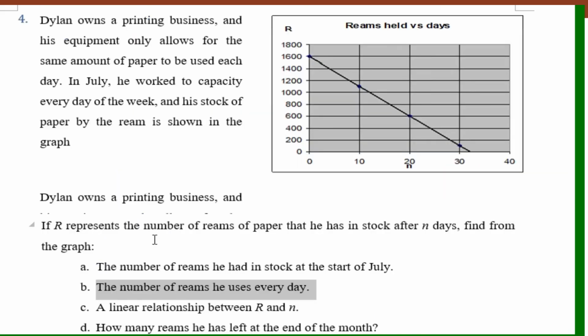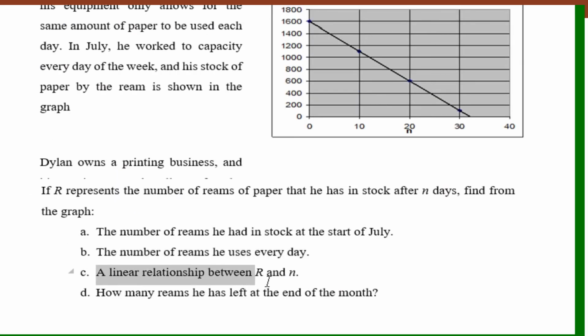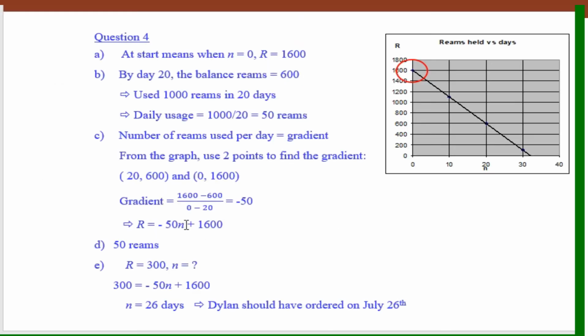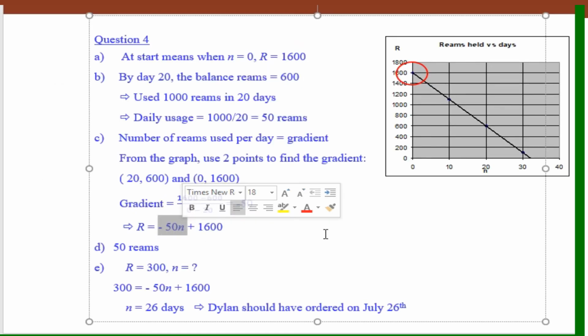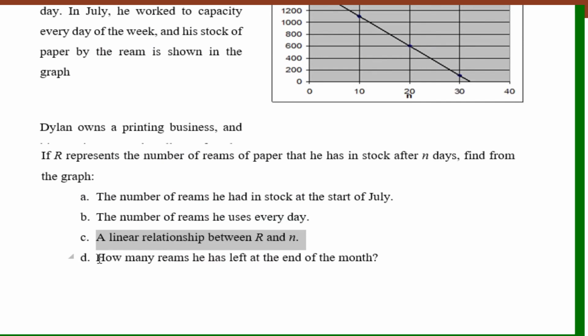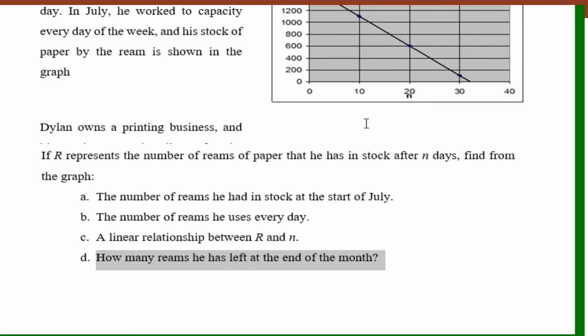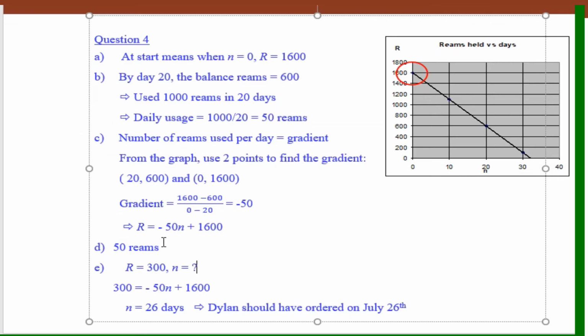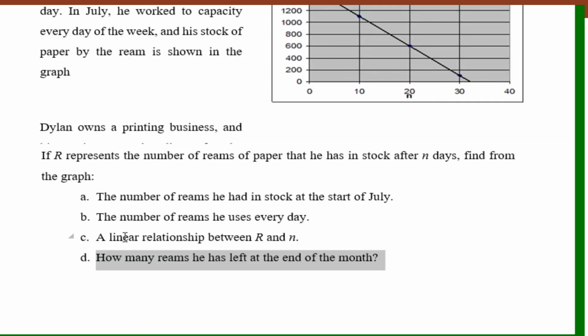Okay. A linear relationship is your y equals mx plus c line. So you've already got your gradient, which is negative 50. All right, then you can substitute 1 point in to find your y-intercept, which is 1,600. Okay. How many reams he has left at the end of the month? How would you know? July has 31 days. So you just take 31 and substitute inside here. Okay? Take 31, you substitute, you'll get 50 reams. All right?